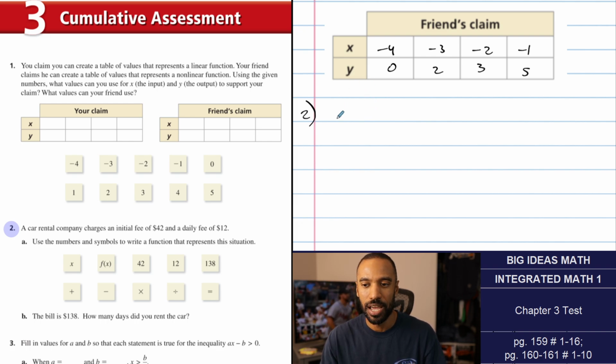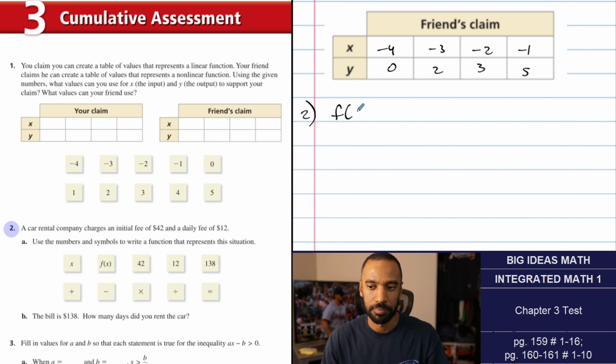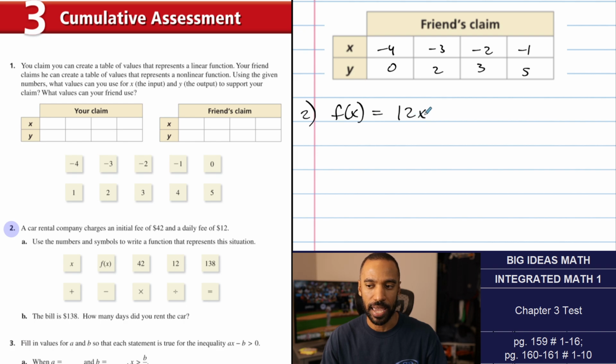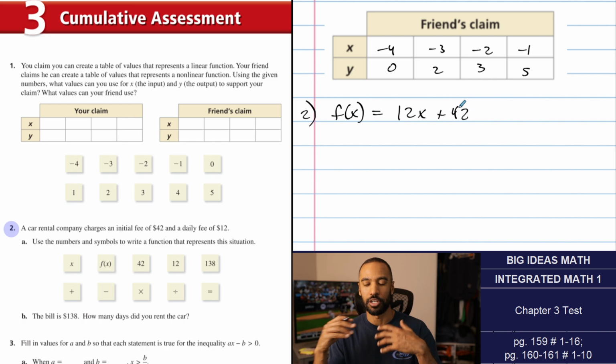Because it says function, I'm guessing we're going to be talking about chapter 3. So f of x equals, you really want to think slope-intercept form. Daily fee is like your rate for every day. That's like a slope. So 12 times the number of days plus the initial fee of 42. That means even on day 0 up front, you're paying 42.